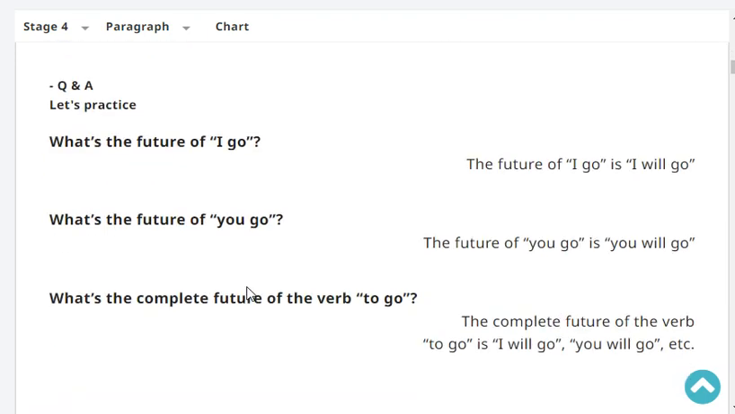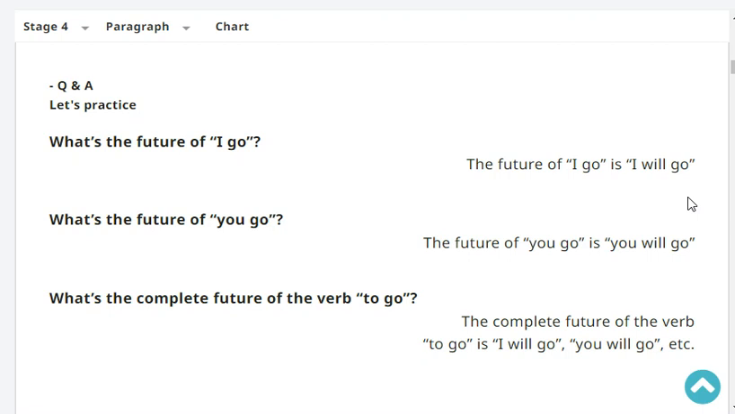What's the future of I go? The future of I go is I will go. What's the future of you go? The future of you go is you will go.